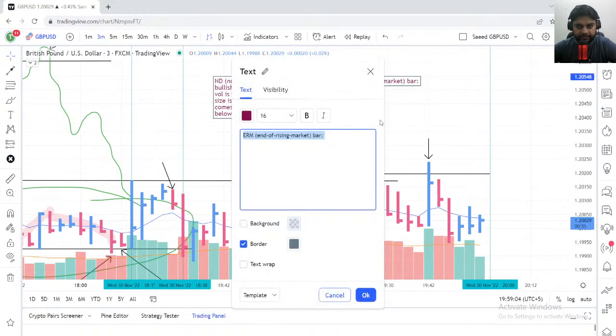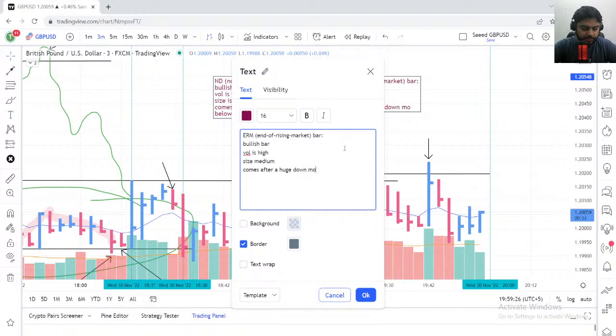Then we have the ERM bar, end of rising market bar. It's also a bullish bar. It has a very high volume, and its size can be medium. It comes after a huge down move, and it also appears below resistance.